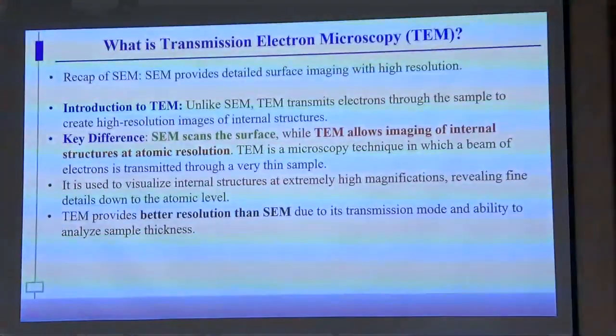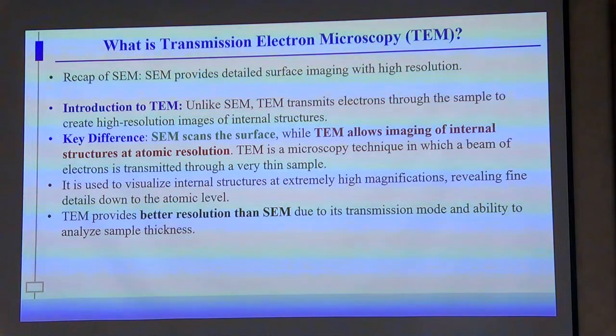Next is transmission electron microscopy. So, like SEM, in transmission electron microscopy we use an electron gun. But here, in place of secondary electrons or backscattered electrons, the TEM transmits electrons through the sample, and when it transmits electrons through the sample, we can create a high resolution image. The big difference between SEM and TEM is that the SEM scans only the surface, but the TEM allows imaging of the material structure at atomic resolution.